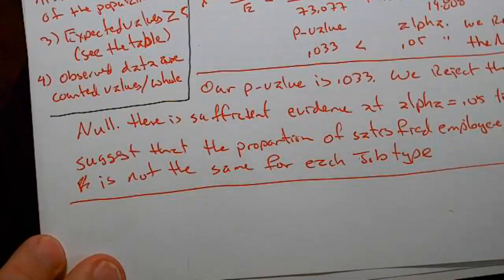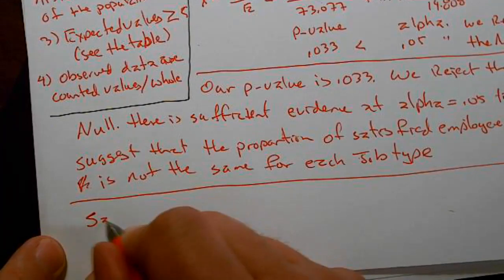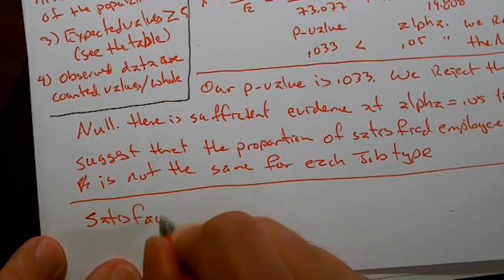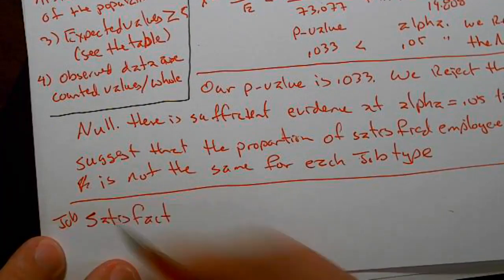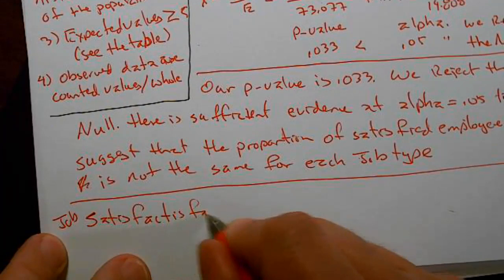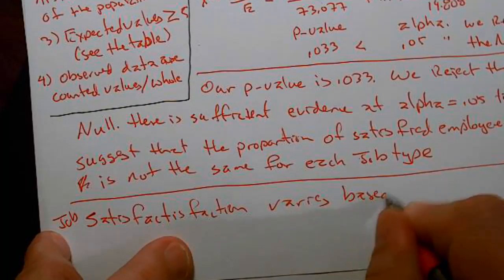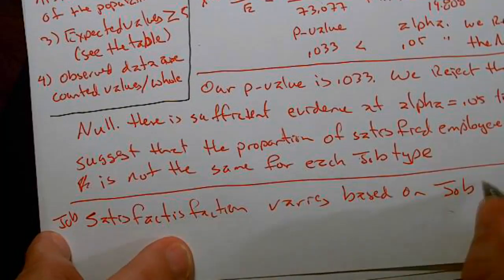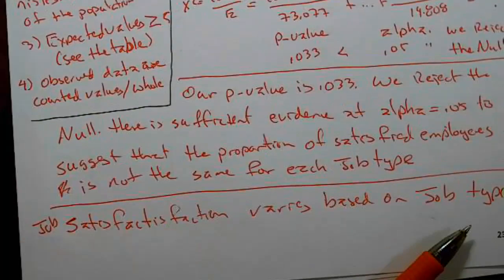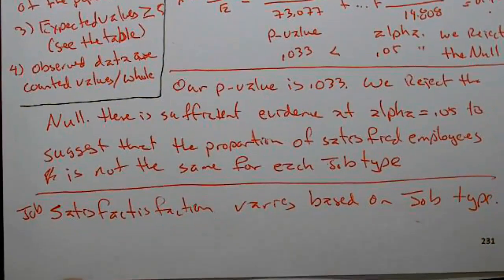So, simplified, job satisfaction varies based on job type. Okay. So basically we have enough information to say that satisfaction appears to vary by job type. And that answers the question that they asked. All right. In other words, they're not independent. There's a relationship. That's not what they asked, but that's what it is. So thank you.